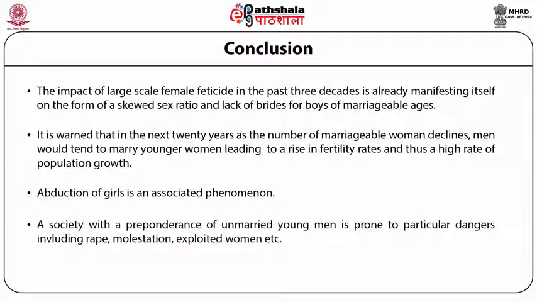A society with a preponderance of unmarried young men is prone to particular dangers. More women are likely to be exploited as sex workers. Increases in molestations and rape are an obvious result. The sharp rise in sex crimes in the last 2 decades have been attributed to the unequal sex ratio. Though legislations have been drafted, yet we need to do something more in order to curb the menace of female feticide.